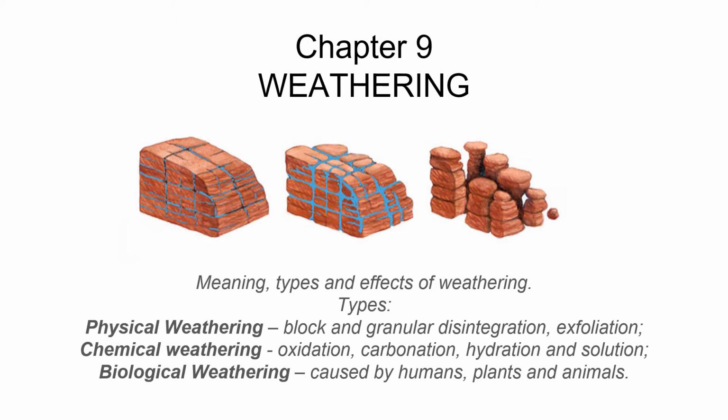What are the types of physical weathering? Block and granular disintegration, exfoliation. Chemical weathering, we have oxidation, carbonation, hydration, and solution. Biological weathering is caused by humans, plants, and animals.